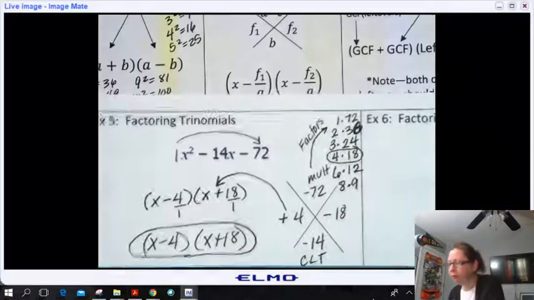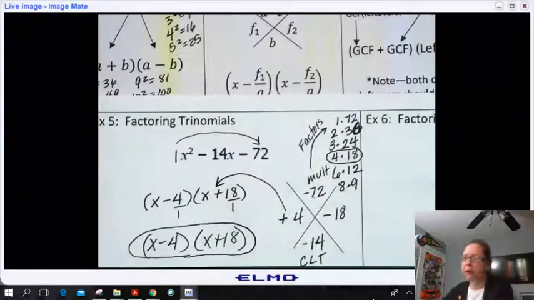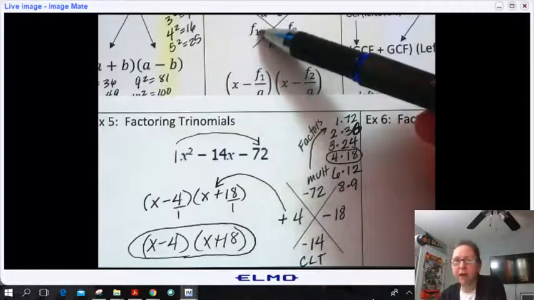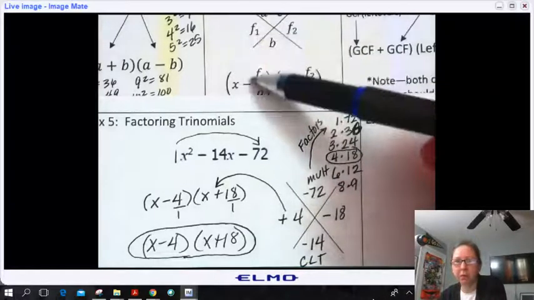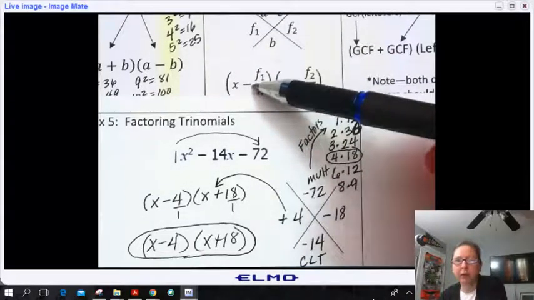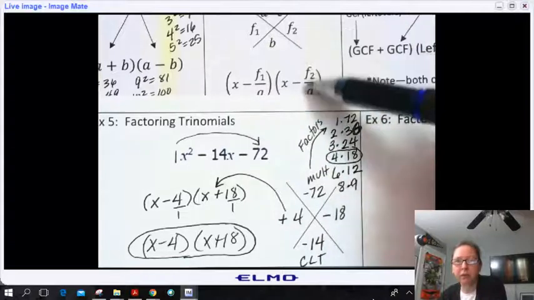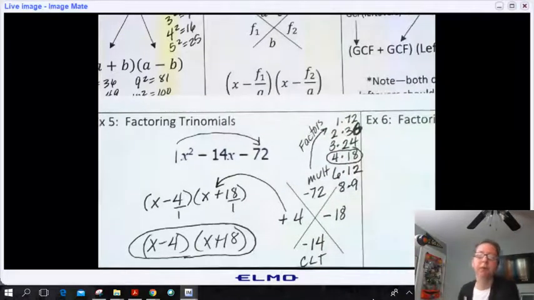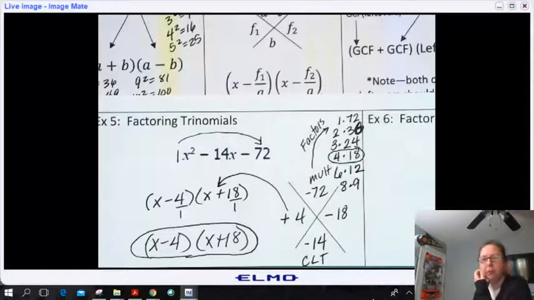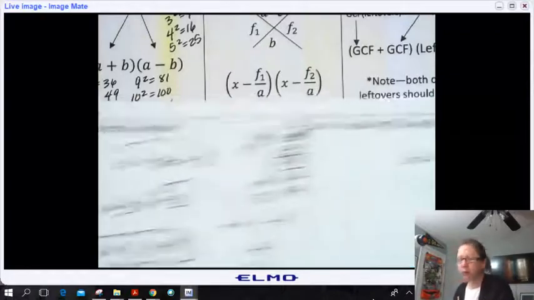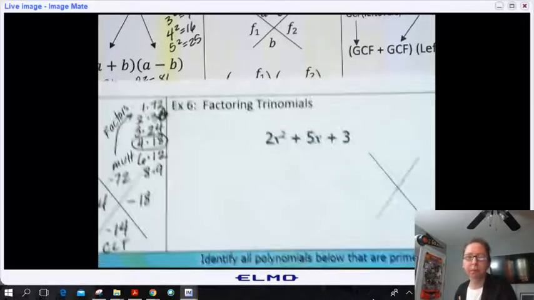And that is our final answer, kiddos. So I want you to notice that when we take these factors out of the X puzzle and put them into parentheses, we need to change their signs. Notice that I have minus signs here. Okay? All right, so that's example number 5. Let's take a look at example number 6.